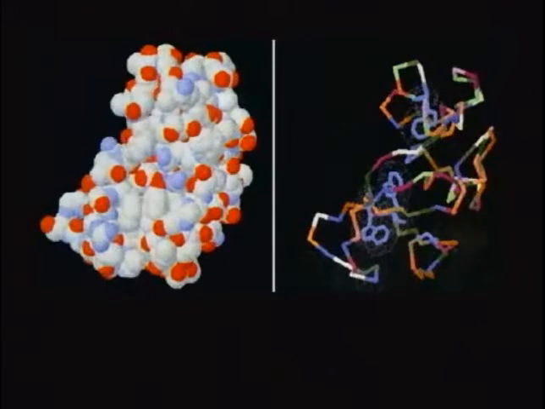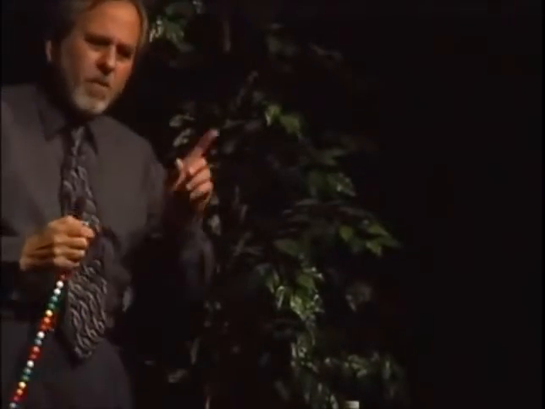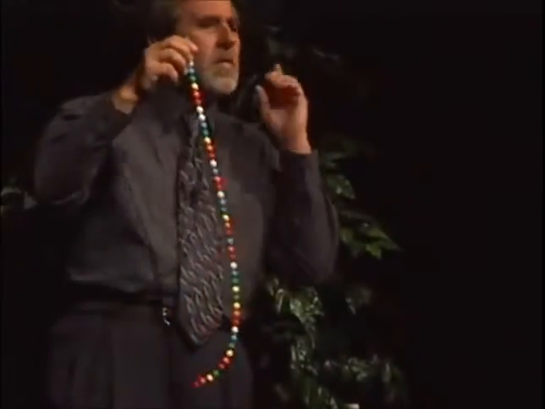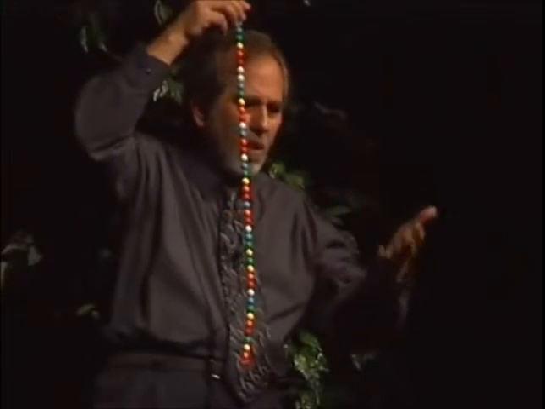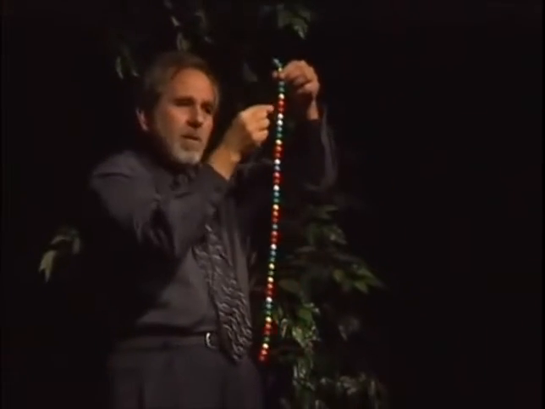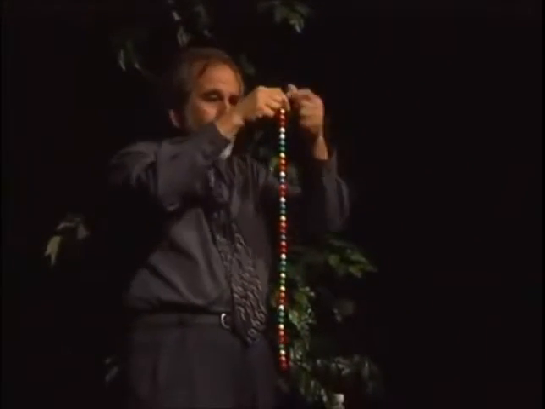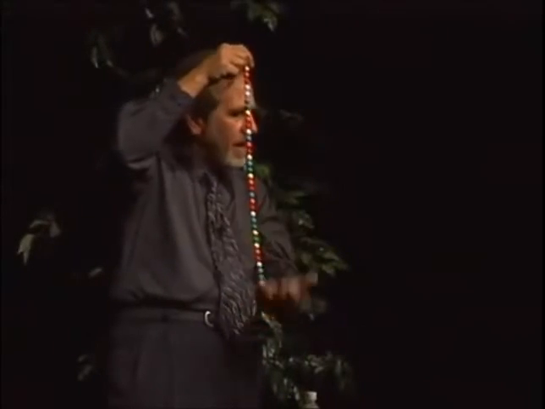So here's the interesting fact. There are 100,000 different proteins, and all proteins are the same in this regard. All proteins are like beaded strings. The beads are amino acids. So when you go to the health food store and you hear about amino acids, what are they? They're the building blocks of the beads. There are 20 different kinds of amino acids that make up the beads.